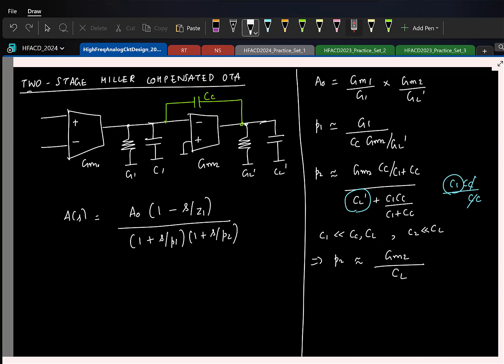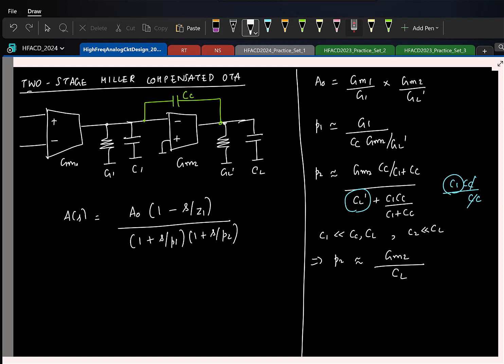The other way to see it is, if I separate the capacitors, maybe it might be easy to understand. So let us say C2 and I have Cl. I am saying that this capacitance is much greater than C2 and C1. So among these two, Cl is going to dominate, and here if I put these two in series, C1 will dominate. So it is Cl plus C1, which is approximately Cl. Again, this is under the assumption that these two are there. So if this condition is satisfied, we can approximate P2 as Gm2 by Cl, and we also have a right half plane 0, which we just computed to be at Gm2 by Cc.